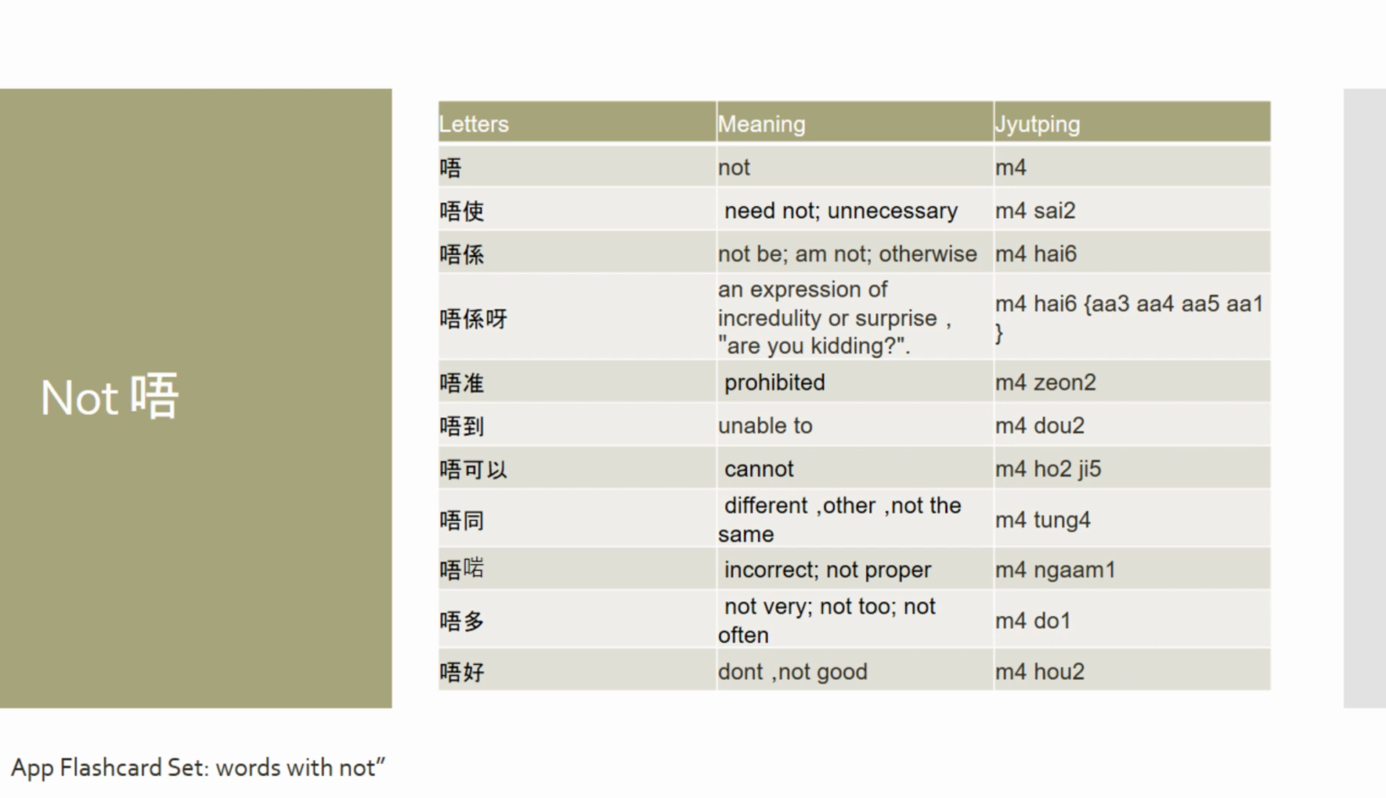So if I want to say that you are not correct or you're not proper in terms of your behavior, or that you're wrong in a question, then I could say 你唔啱. Now, if I want to say not often or not very, then I could say 唔多. And if I wanted to say not good or don't in Cantonese, then I would say 唔好.